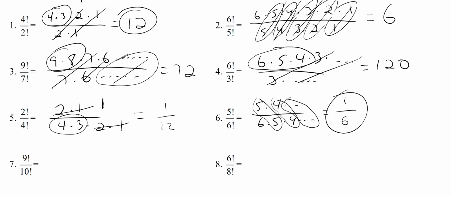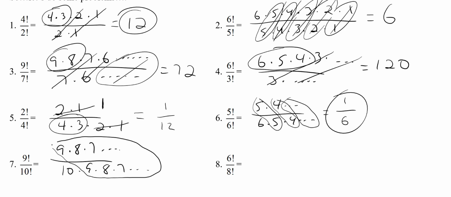Okay, so like number 7 is 9 times 8 times 7, keeps going down. And 10 is 10 times 9 times 8 times 7, keeps going down. So if you notice, everything cancels starting from the 9. So that's all out of here, and your answer is just 1/10.